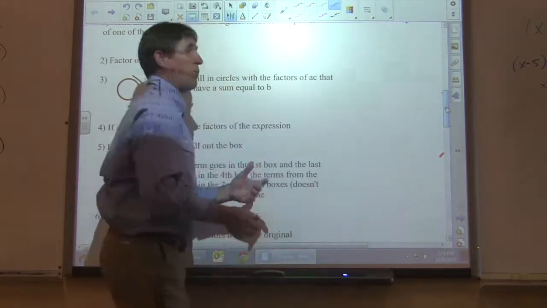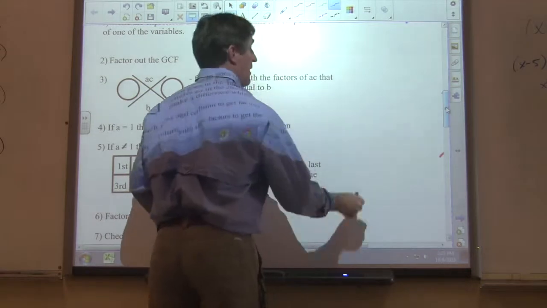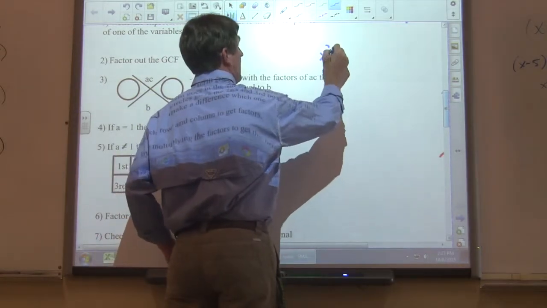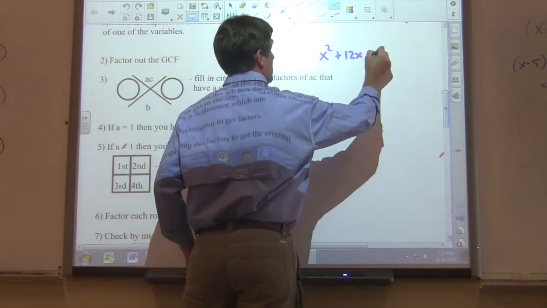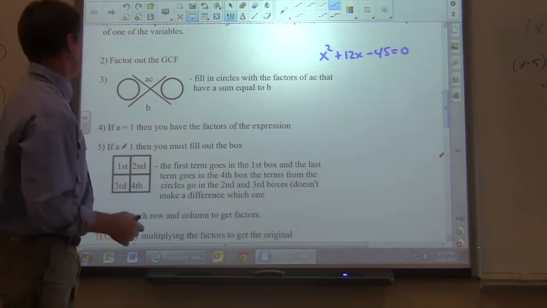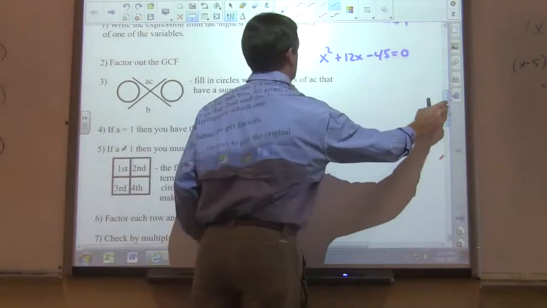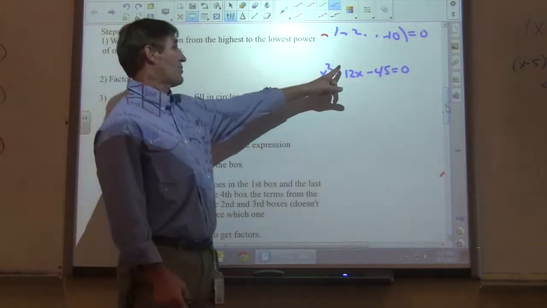Now, I tried to give you one there that involved most of the steps. Let's take one that's a little bit less complicated. X squared plus 12x minus 45 equals 0. Okay? So, our first step. Is it from highest to lowest power? Yes. X squared, x, constant.